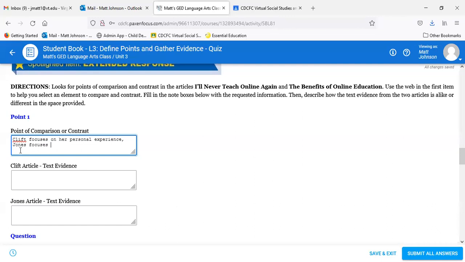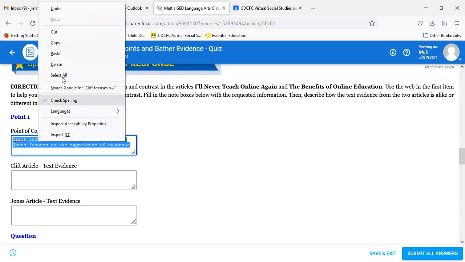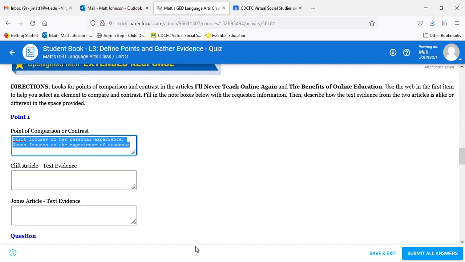Jones focuses on the experience of the student, which we mentioned yesterday, right? Of students. Okay, so there we have a little bit of contrast, where the focus of the two is different. So paste that into the chat. You guys can copy and paste that as we go.